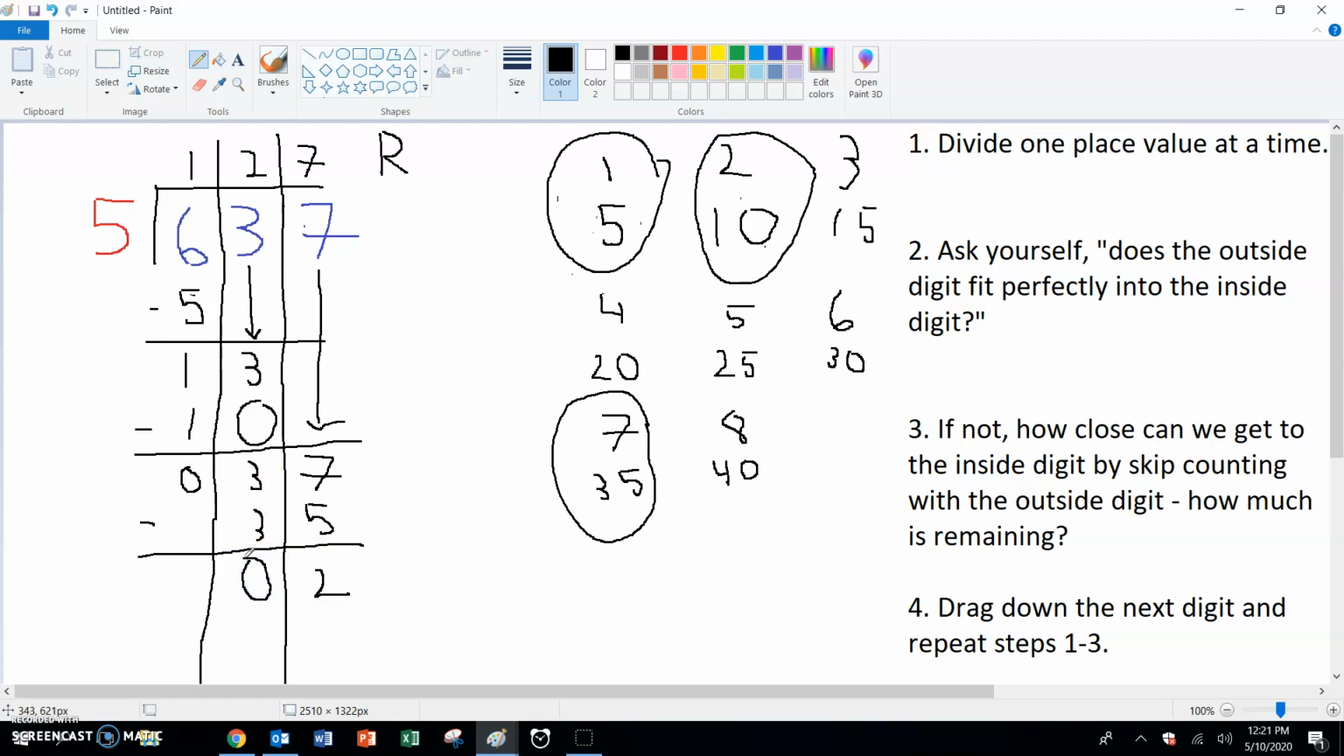What that means is 637 divided by 5 gives us an answer of 127 with a remainder of 2. 637 did not split perfectly into 5 groups. There were 2 remaining.